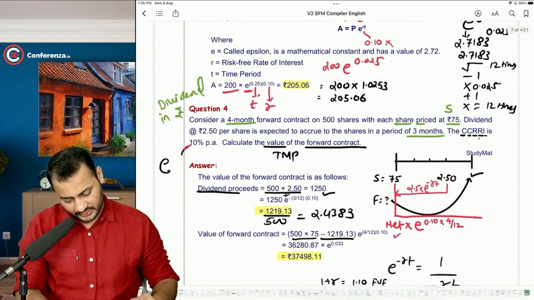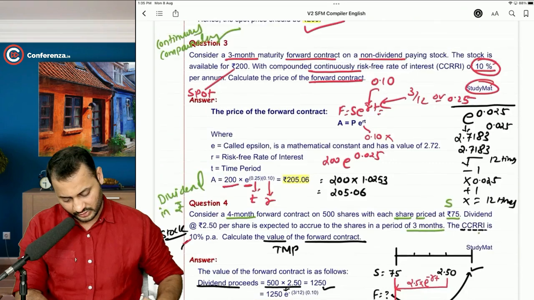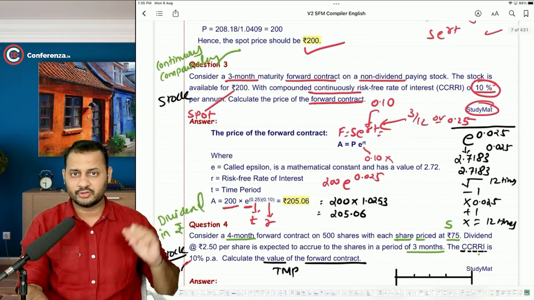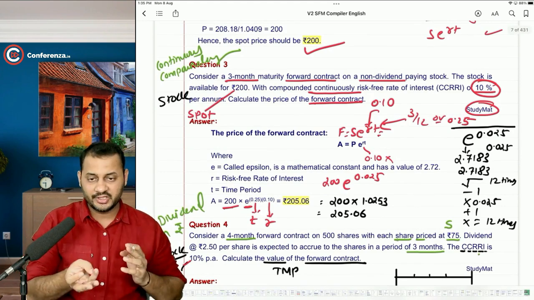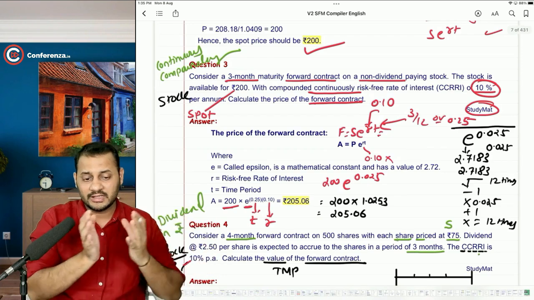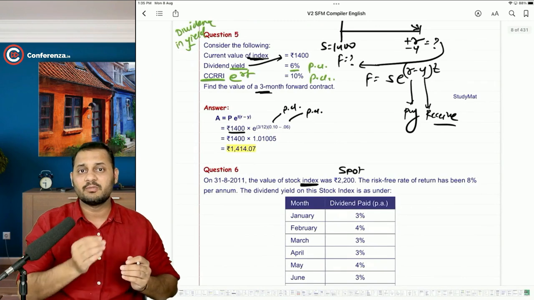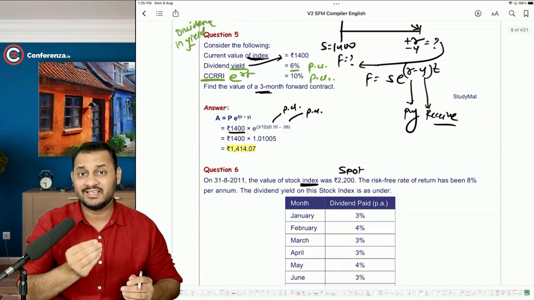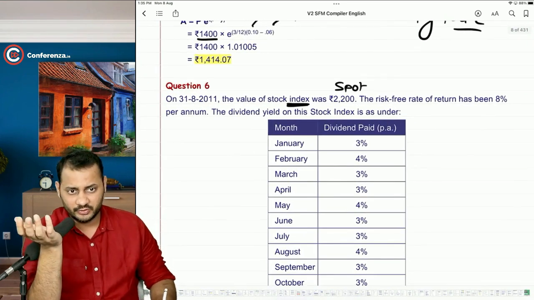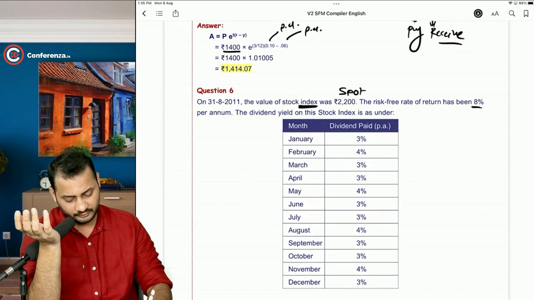In the previous question, it was the stock. It was stock forward. In this case also it was stock, and in the previous question also it was stock. So for question number 2, 3 and 4, we discussed the forward or futures contract on stock, that was equity forward. Now in the 5th and the 6th question we are discussing the index future, index forward, etc. So spot price is 2200, rate of return is 8% simply per annum.